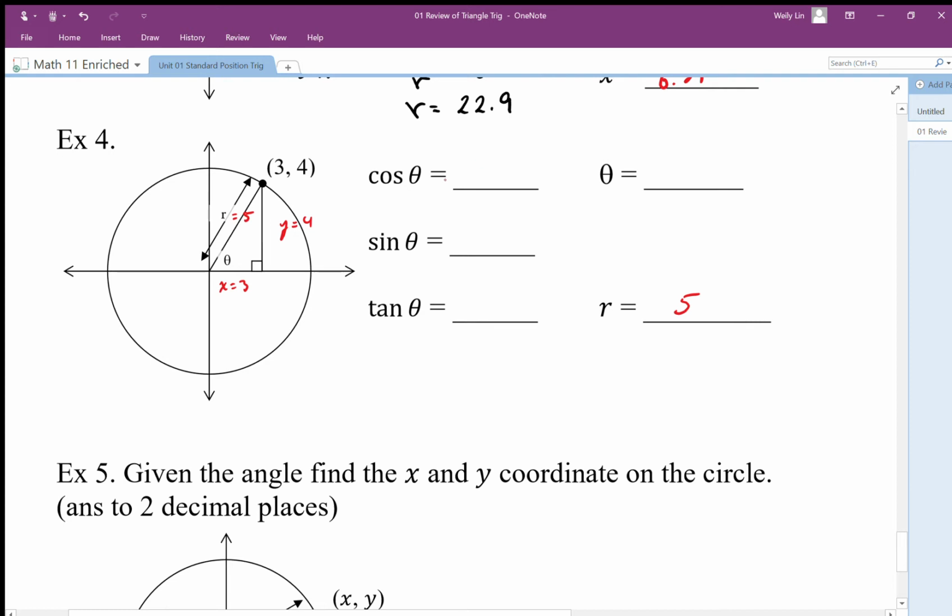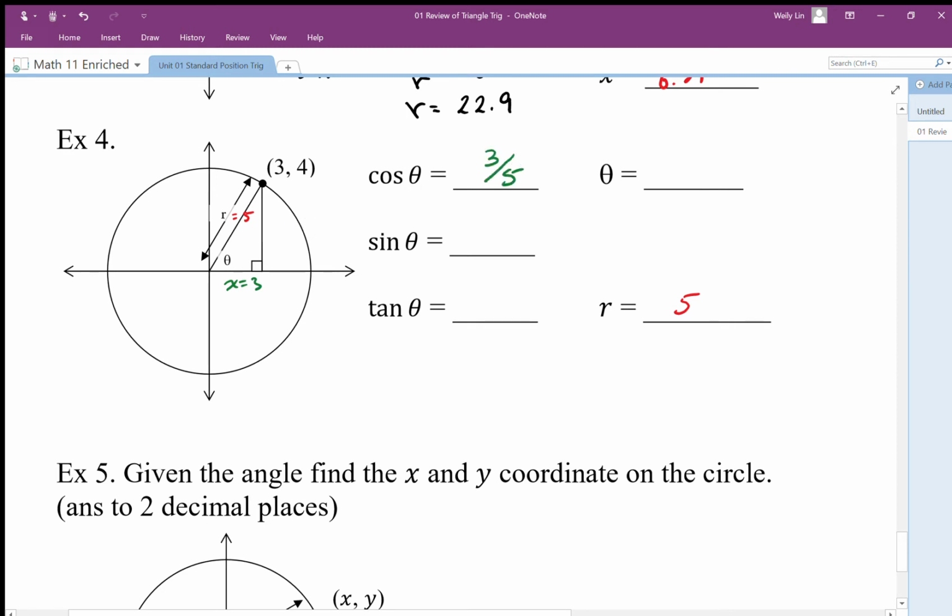The cosine ratio is going to be, cosine, remember, goes with horizontal. Cosine is going to, maybe I'm going to color code this here. So cosine is going to go with x. I think we did green for that. Let's see here. So x is equal to 3. So we have a cosine ratio of 3 over 5.